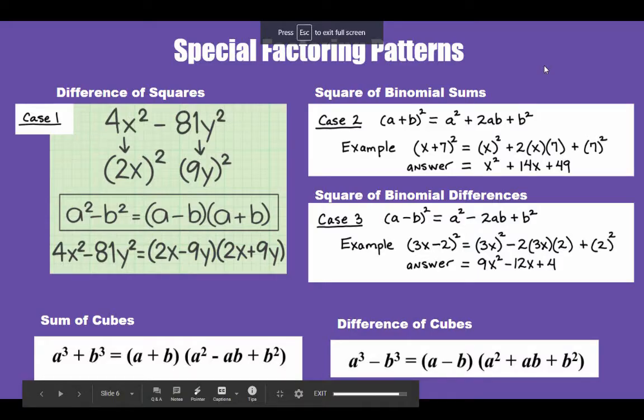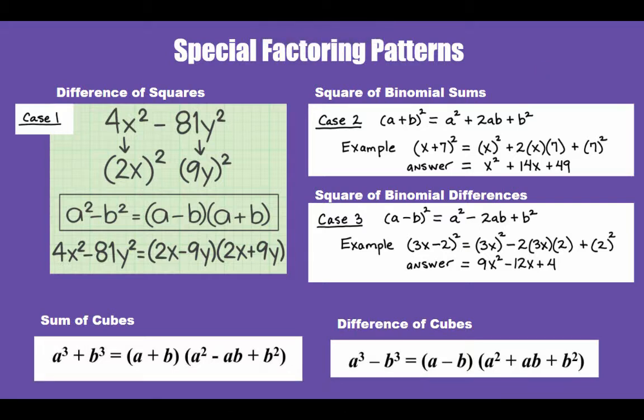Have this slide listed on your content page. What this slide describes are different special factoring patterns that we're going to be looking at. We're going to have the difference of squares, and then the square binomial sum and square binomial differences. Those are actually kind of the same thing. I have them listed as case 2 and case 3, but those are kind of the same thing. And then the sum of cubes and the difference of cubes is almost the same thing as well. But we'll look at all different ones of these.